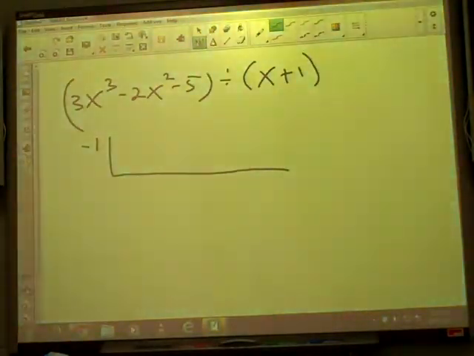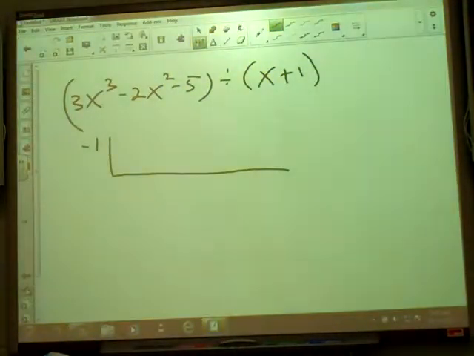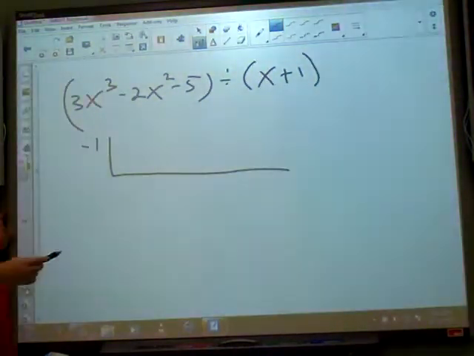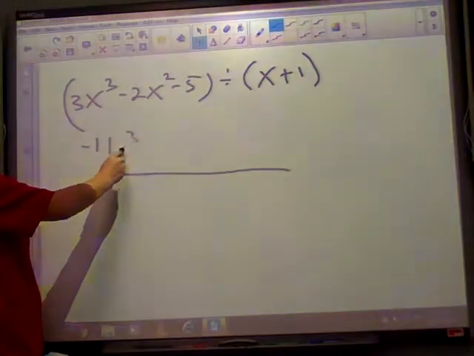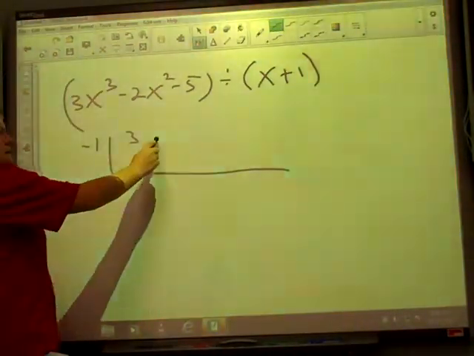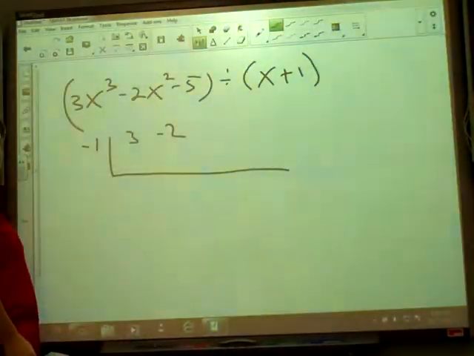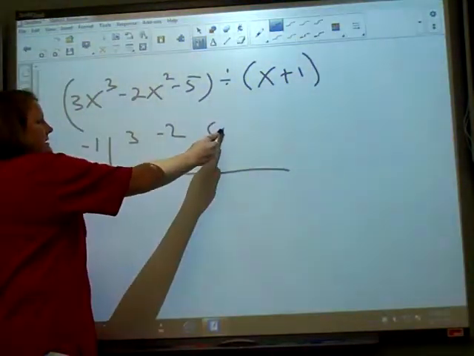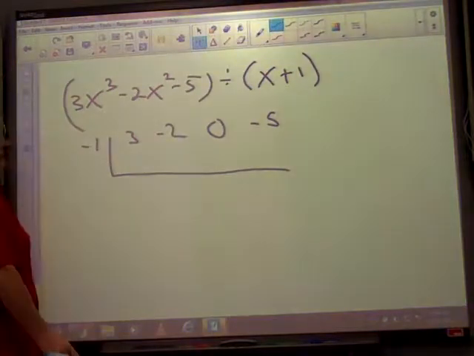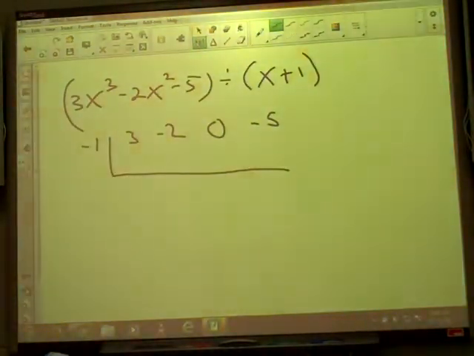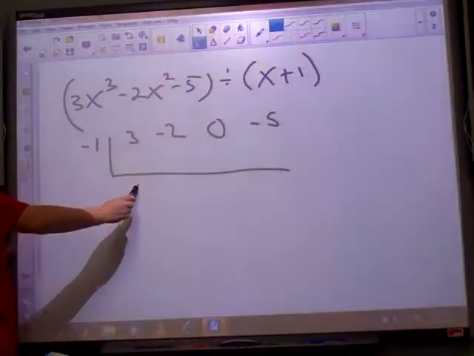Everybody all right on that? What's going to go inside the box? I messed up already. Good, Stephen. I've got 3x cubed, negative 2x squared, 0x, and negative 5 constant. Would that be negative 5? All right. Drop my 3.